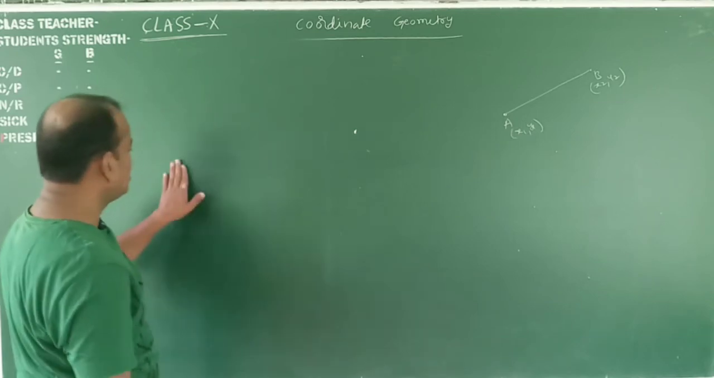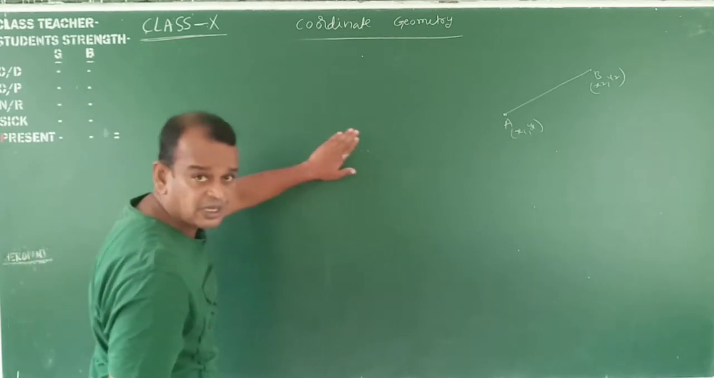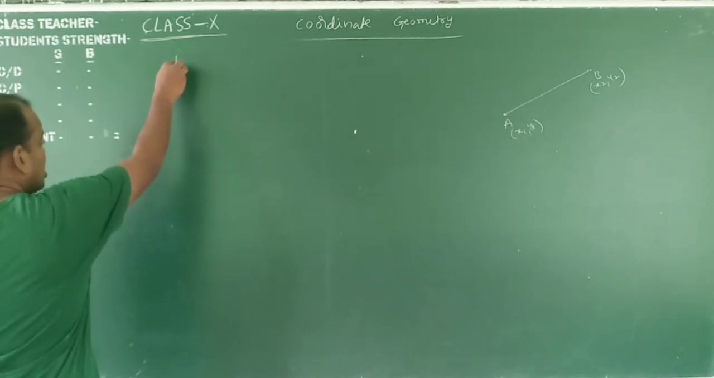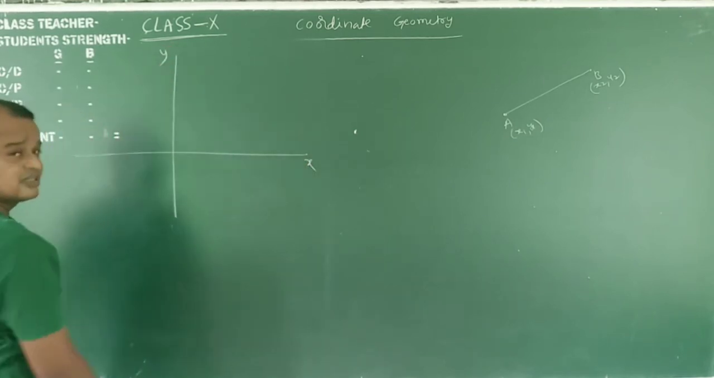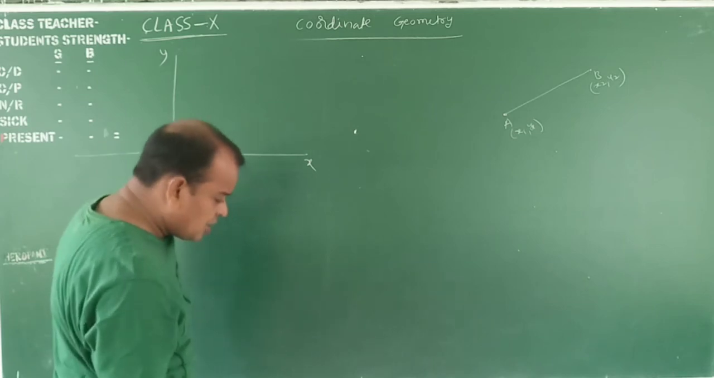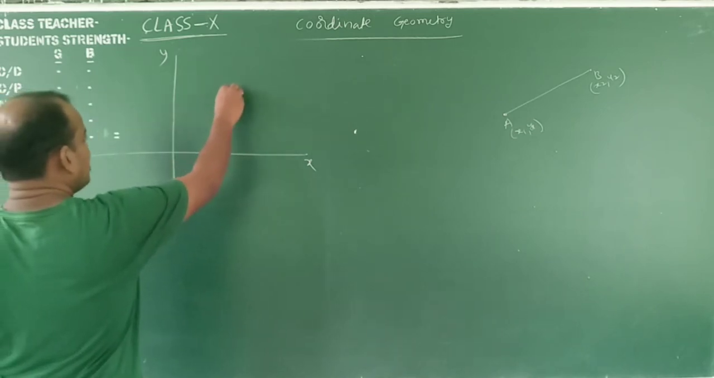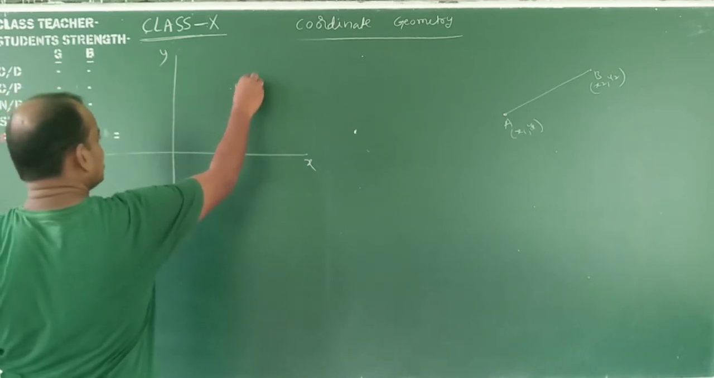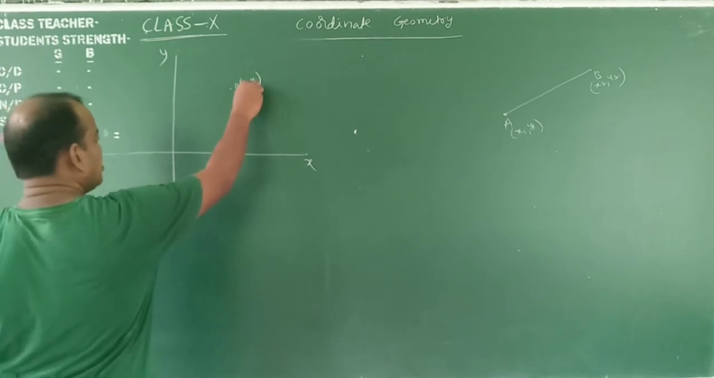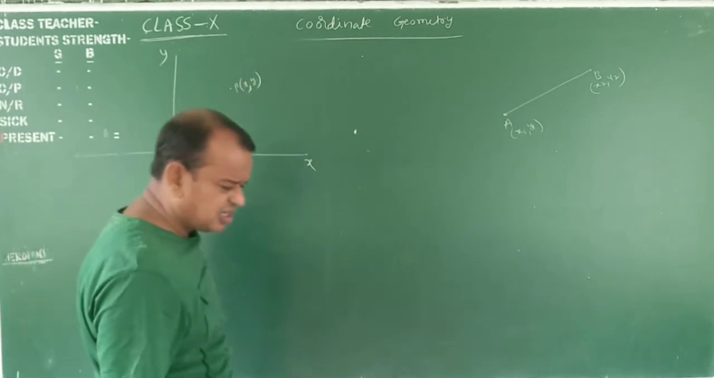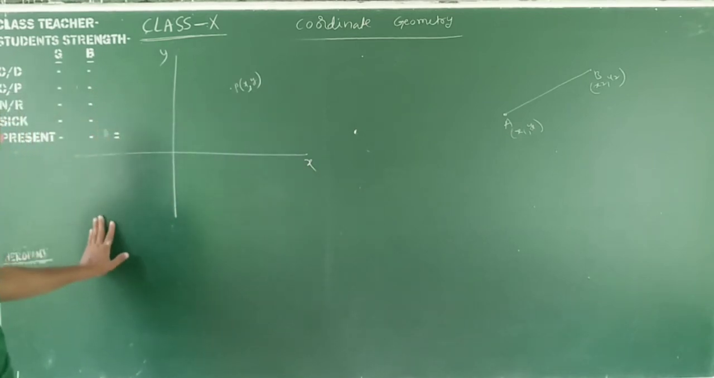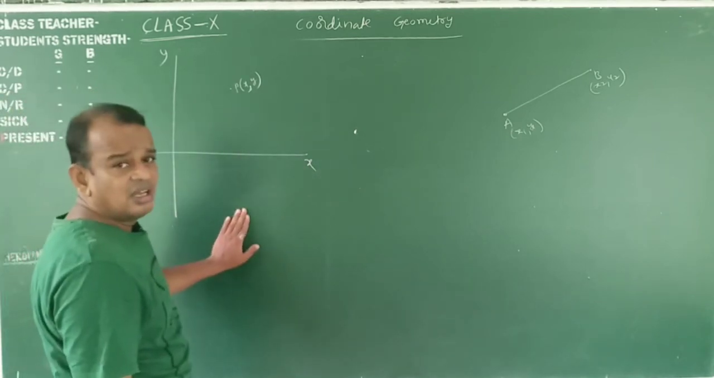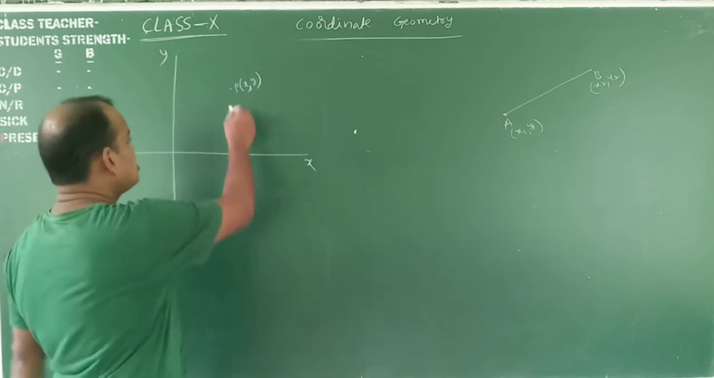Listen carefully, I am explaining here. We will take the coordinate axes. This is the x axis, this is the y axis. Remember one formula. First of all, let P(x, y) be any point, in the first, second, third or fourth quadrant, whatever. Here you will take minus x comma minus y, and here x comma minus y.